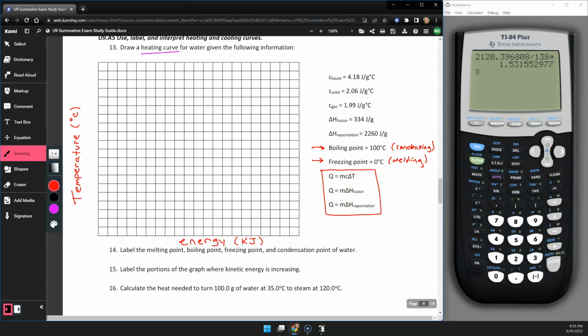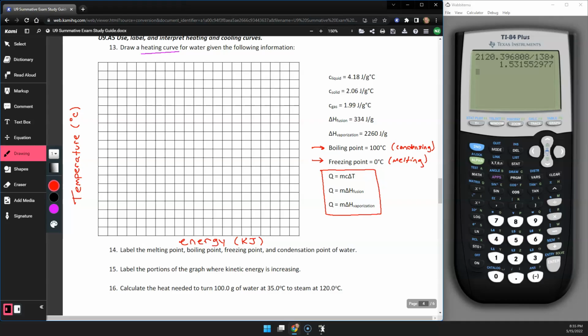Okay, when you go the other way. So, for water, water freezes at 0. It also melts at 0 degrees Celsius. All right. Now, we want to make sure that when we plot this, we leave ourselves enough space below our freezing point and above our boiling point.